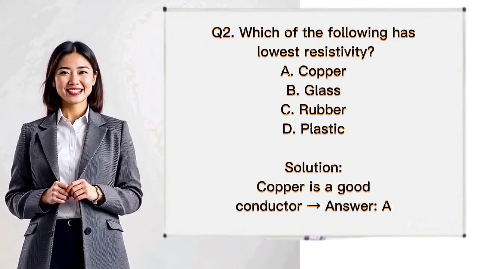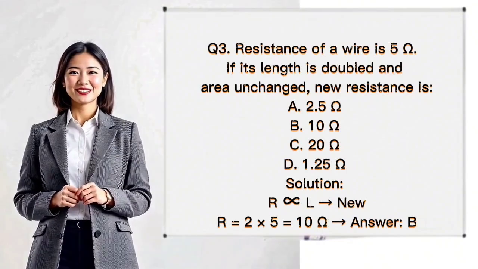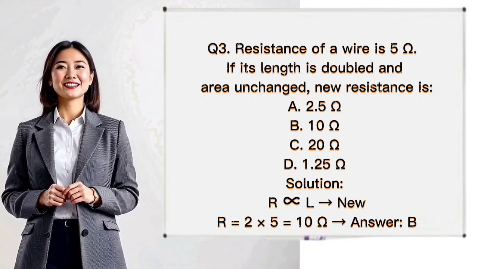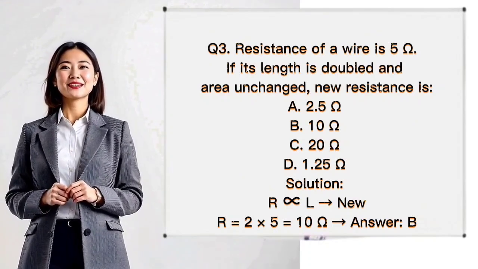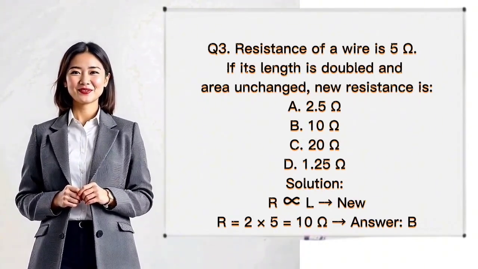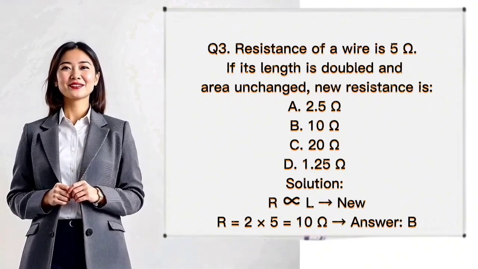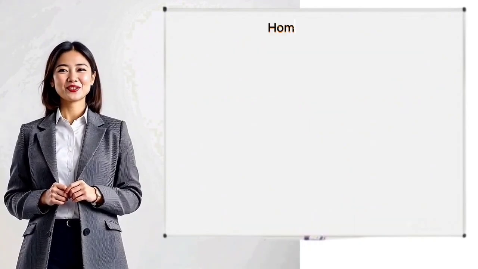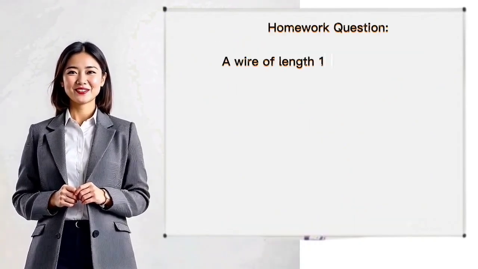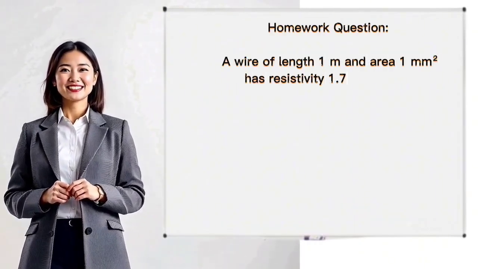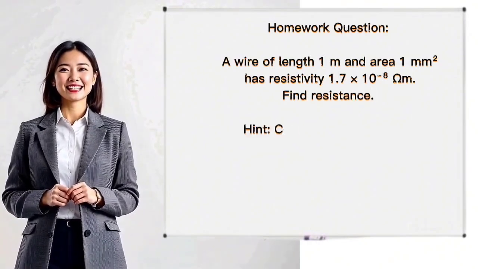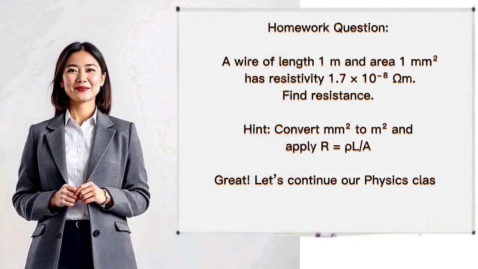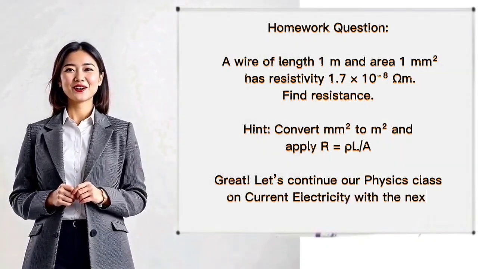Solution: copper is a good conductor. Answer A. Q3. Resistance of a wire is 5 ohm. If its length is doubled and area unchanged, new resistance is? Solution: R is proportional to L, new R = 2 x 5 = 10 ohm. Answer B. Homework question. A wire of length 1 m and area 1 mm² has resistivity 1.7 x 10^-8 ohm-meter. Find resistance. Hint: convert mm² to m² and apply R = ρL/A.